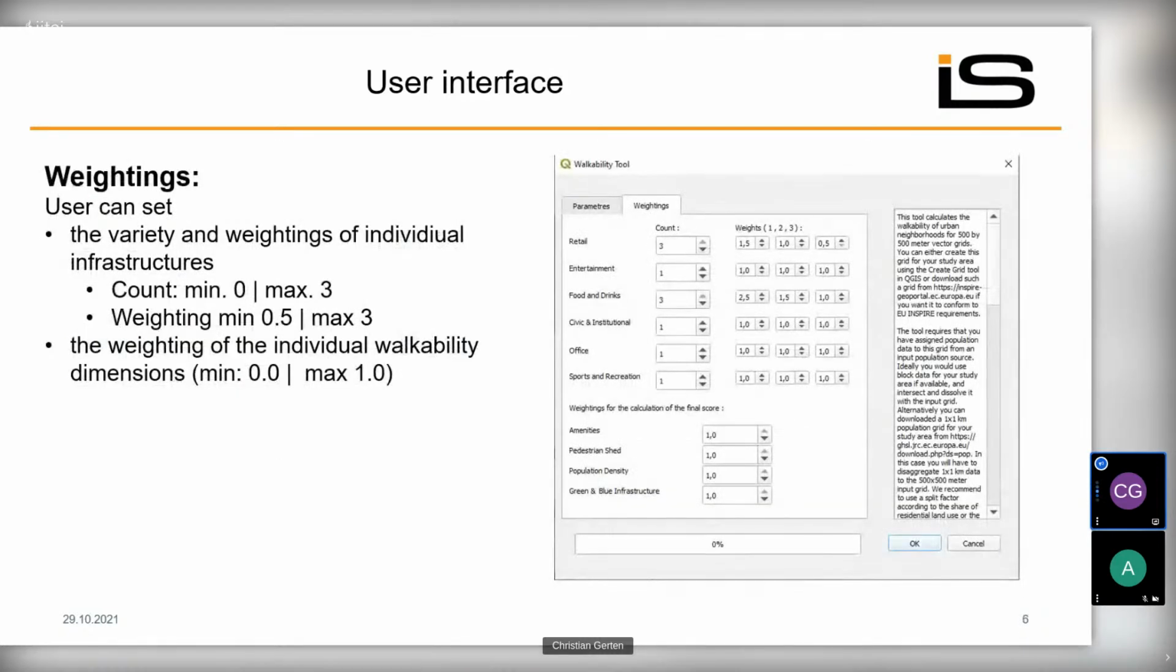On the second tab, the user can refine the analysis. So we allow the user to set different weightings on the variety of infrastructure, for example. The infrastructure is not very easy to understand now. I will explain later because it's not that easy. But the user can also set the weighting of the different dimensions of walkability, for example, the amenities, the pedestrian shed, and population density. You can set different weightings, whatever is important for the user.